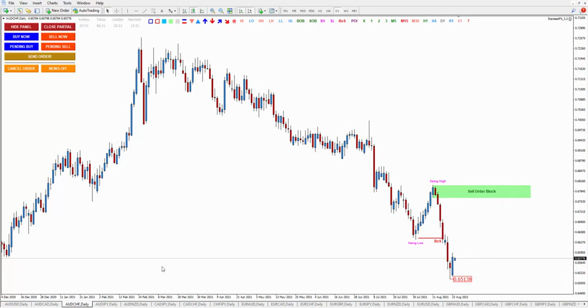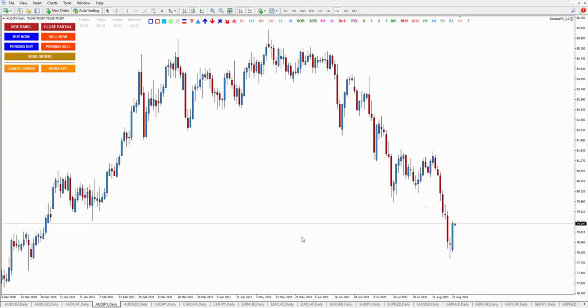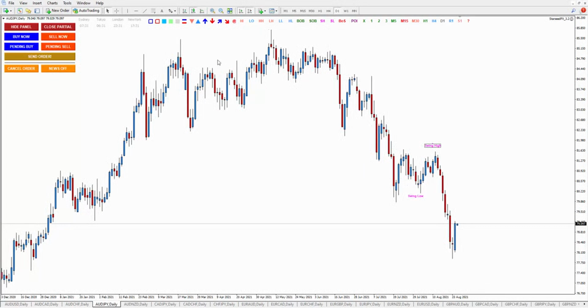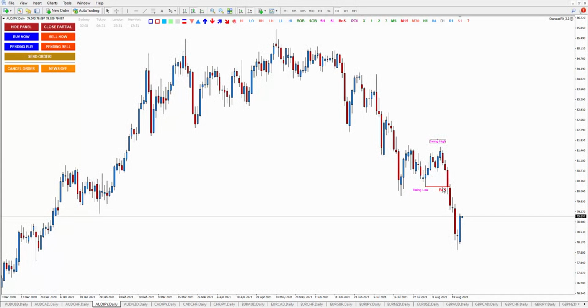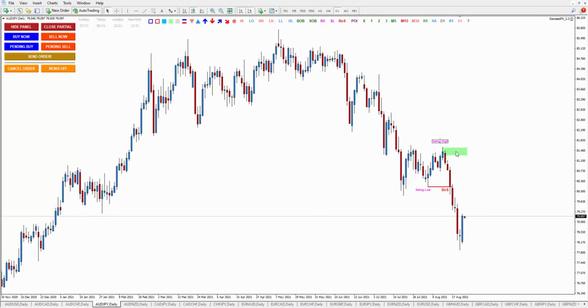Let's go to Aussie Yen. This is also very tradable to me. So here is the swing high, this is the swing low, and here is the breakout structure, the BOS over here. And our order block is the last bullish candle before the breakout happened.